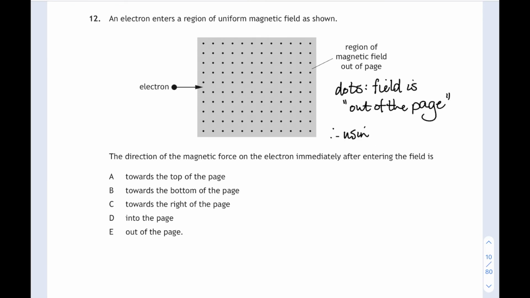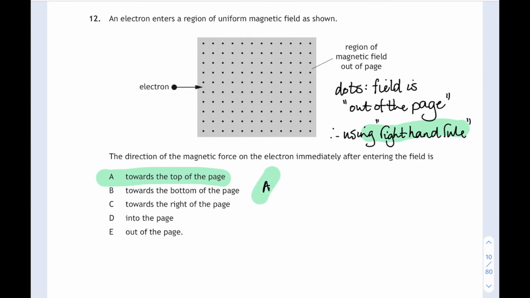So using your right hand rule, your first finger should be pointing out of the page. Your second finger is pointing from left to right. And your thumb points up towards the top of the page. So the answer to question 12 is A, towards the top of the page.